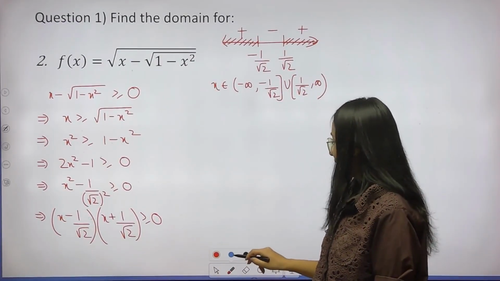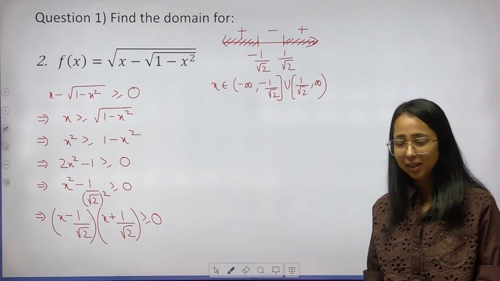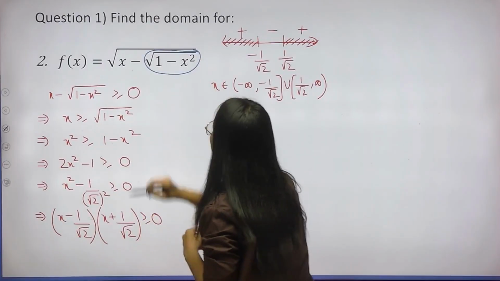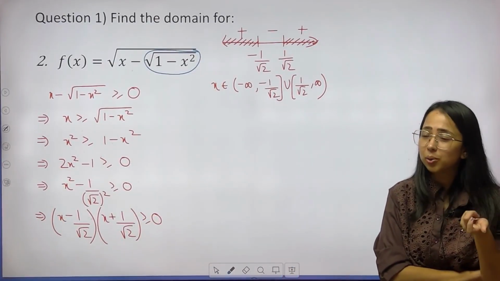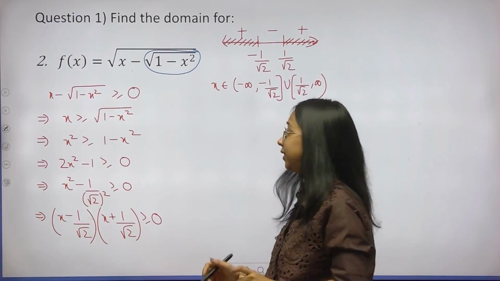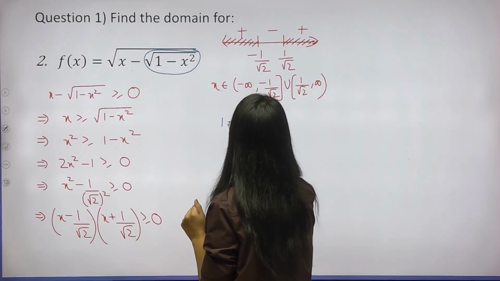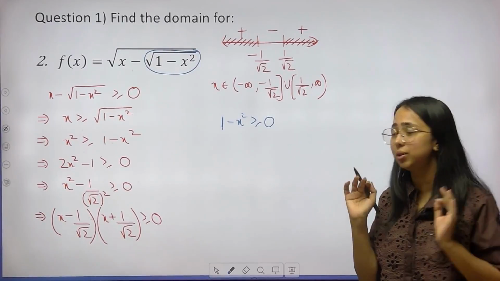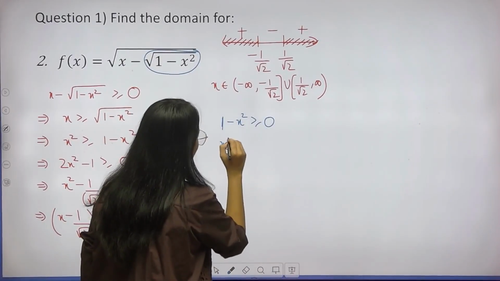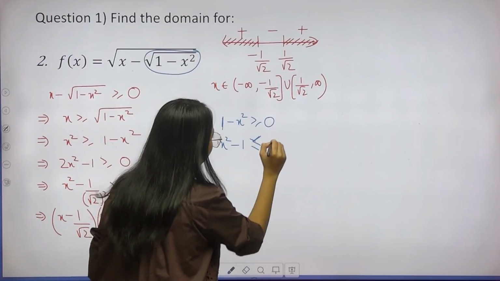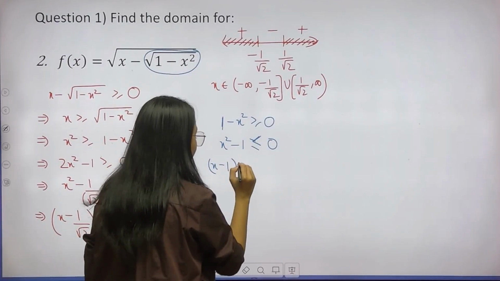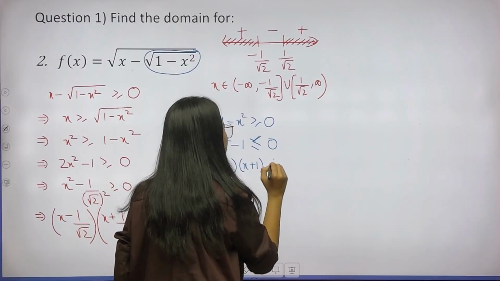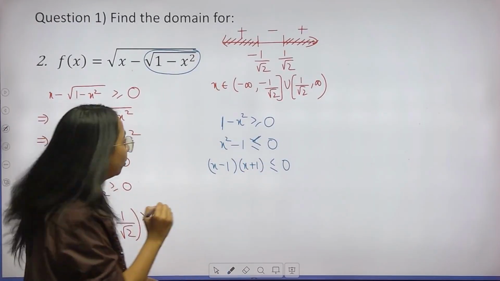So is this our final answer? No. This is not our final answer. For finding the final answer, we need to look at this particular value as well. Okay. So this is also a root. This question is basically root inside a root. So we need to make sure that 1 minus x square also needs to be greater than or equal to 0. Okay. Which makes it x square minus 1 is less than or equal to 0. Now we'll apply a square minus b square and we get (x minus 1) into (x plus 1) is less than or equal to 0.